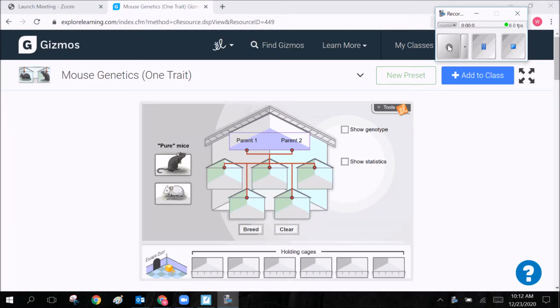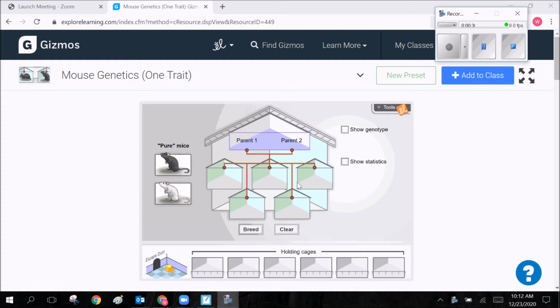Hey guys! Alright, so this is a quick video to show you how to use the Mouse Genetics Gizmo. Also, this is for anyone whose Gizmo isn't working or if something screwy is happening with the system, don't worry about it. You can watch this and complete the Mendelian and monohybrid cross assignment using this video. So let's go ahead and get started.